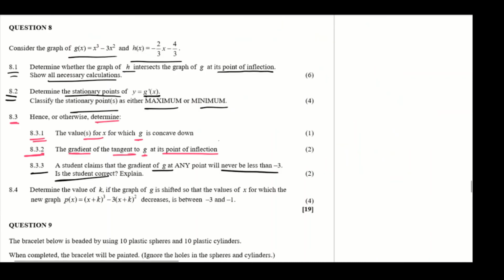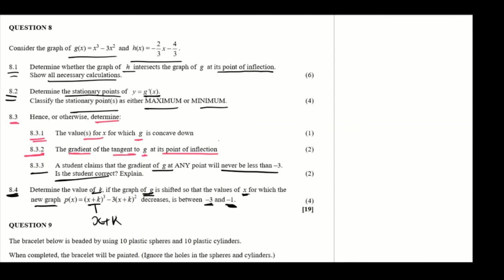We are going to do 8.4. 8.4 says determine the value of k if the graph of g is shifted so that the values of x for which the new graph decreases lie between minus 3 and minus 1. So there's a shift of the graph of g, and this is a shift, x plus k. We are asked to find the value of k when that happens.